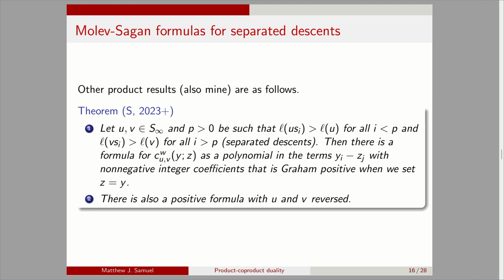It's a polynomial in y_i minus c_j with non-negative integer coefficients that is also Graham-positive when we set z equal to y. And in a different paper, we can flip u and v and also get a positive formula for the opposite separated descents case. So let's apply the duality theorem to use this to get coproducts.